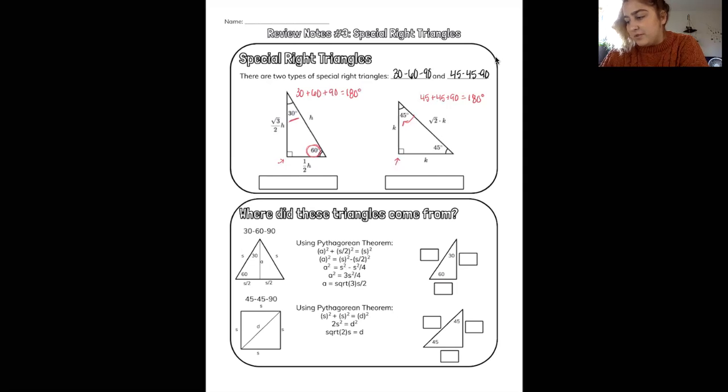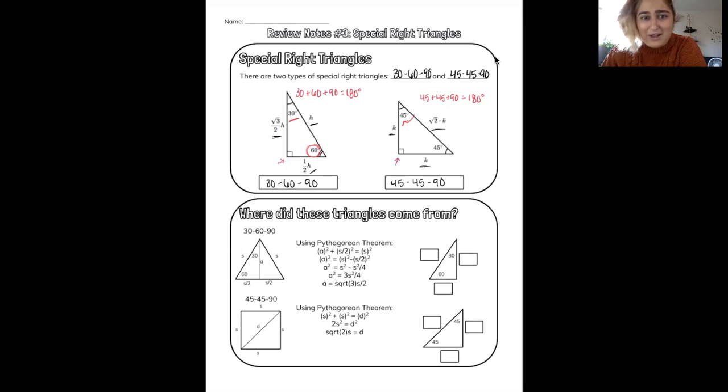Okay, so this is what a 30, 60, 90 triangle looks like. And this is what a 45, 45, 90 triangle looks like. And we're going to talk about how we know that these are the patterns, right, that hold true to these triangles. Like, where did these come from?